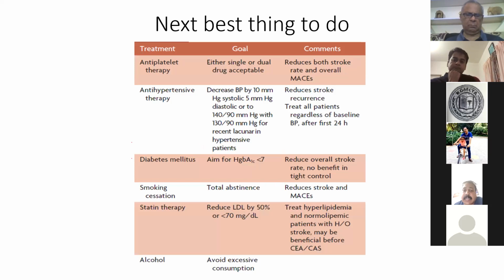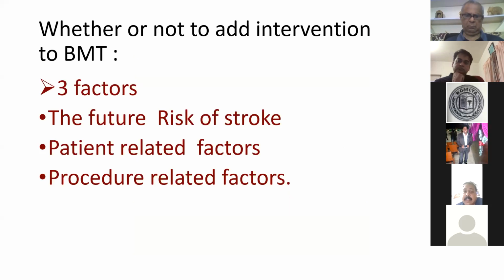Best medical treatment includes basically a single antiplatelet along with antihypertensives, and diabetes mellitus control with an HbA1c target that is not tight. It will be less than 7, not 6.5, according to the ACCORD and ADVANCE trials. Then smoking cessation, statin therapy with a target LDL of less than 70, and avoiding excessive alcohol consumption. So this can be the next thing.